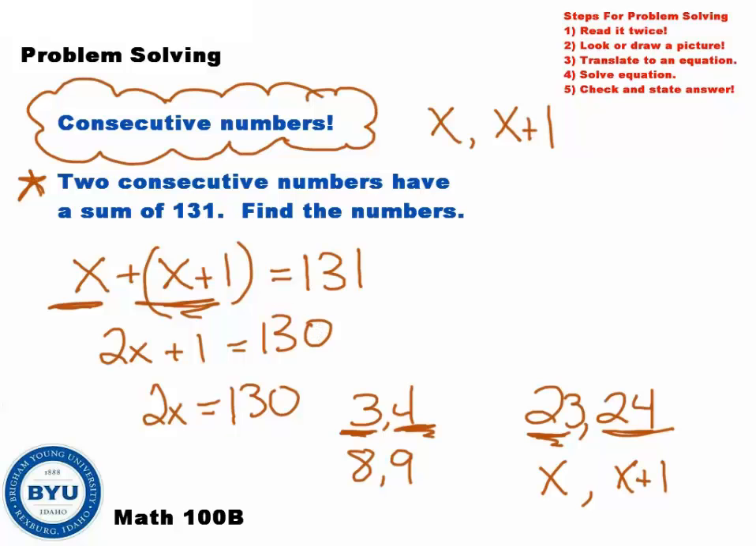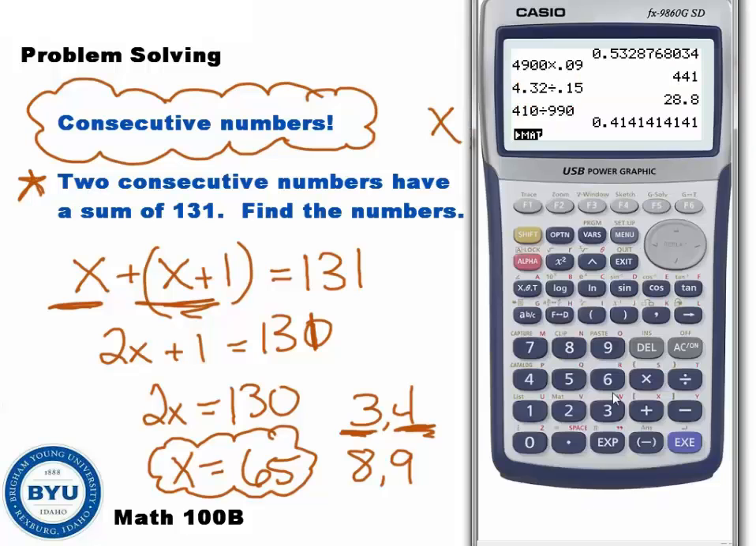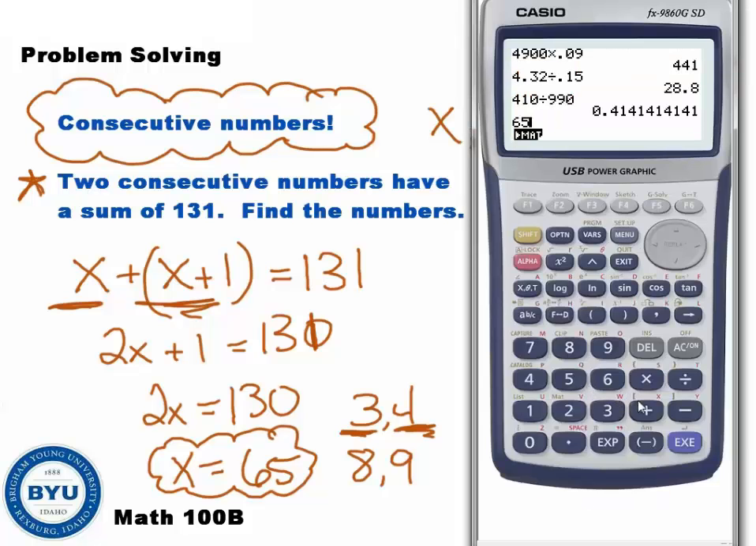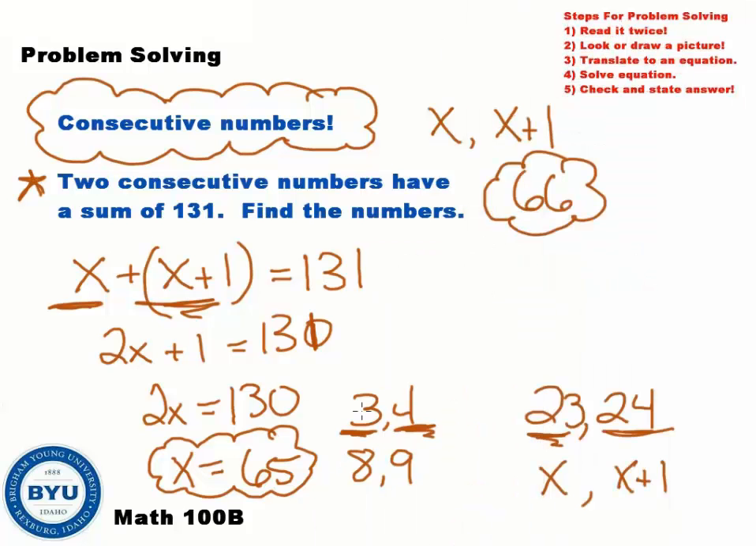Sorry, this should have been still a 1 here. I was getting ahead of myself. And then I divide by 2. 130 divided by 2 comes out to be 65. So my first number is 65, and the consecutive number would be 1 more than that, which would be 66. Those are my 2 numbers, and if you tested it out, 65 plus 66, yes, comes out to be 131.